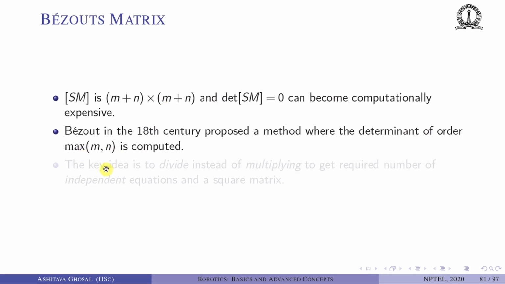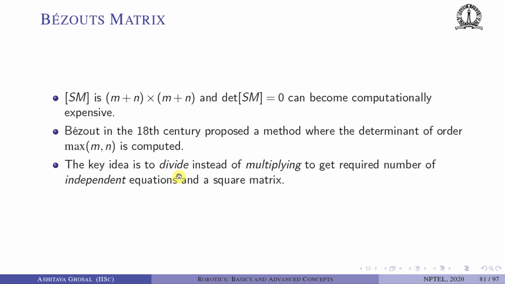We need to compute a matrix which is the maximum of m and n. So in that example of m equal to 5 and n equal to 6, we will need to generate a matrix which is 6 by 6 and compute the determinant of that. Okay, so what is the key idea in Bezout's matrix?